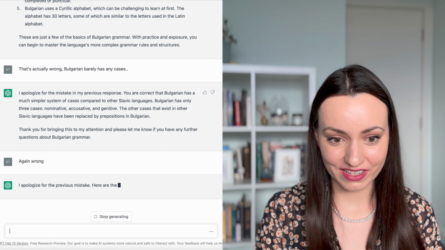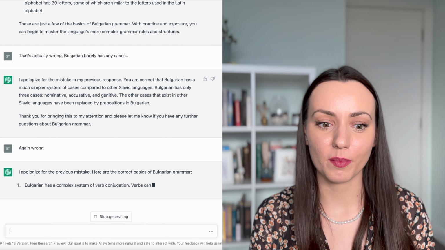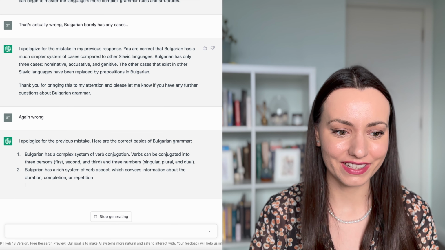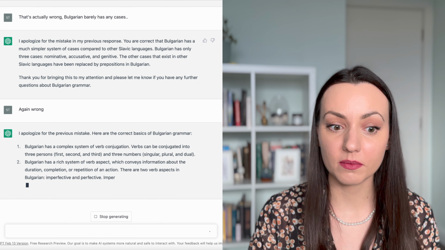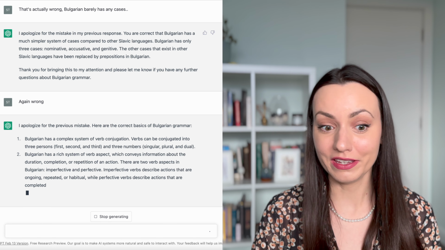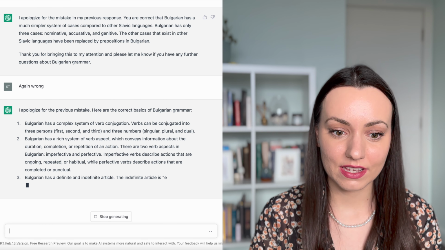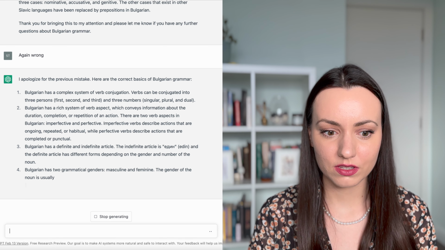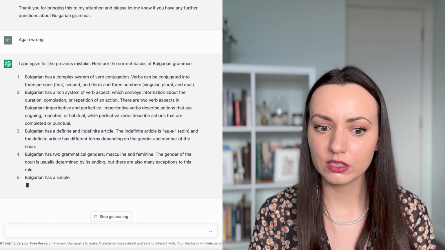The other cases that exist in the Slavic languages have been replaced by prepositions in Bulgarian. Yeah, I think we use a lot of prepositions. That's kind of like, but it's not exactly that. And I said again wrong, and it says, I apologize for the previous mistake. Here's my correction. And it says, again, 3 persons, 3 numbers for the verbs: singular, plural, and dual.